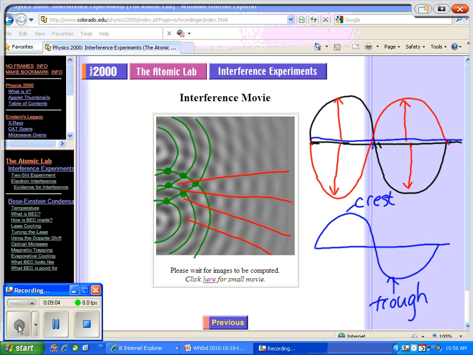Yes. Will the crest and the trough, like on one single line, ever cancel out each other?